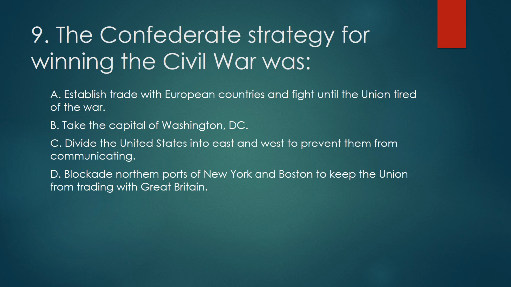Number 9. The Confederate strategy for winning the Civil War was A, establish trade with European countries and fight until the Union tired of war. B, take the capital of Washington, D.C. C, divide the United States into East and West to prevent them from communicating. Or D, blockade northern ports of New York and Boston to keep the Union from trading with Great Britain.